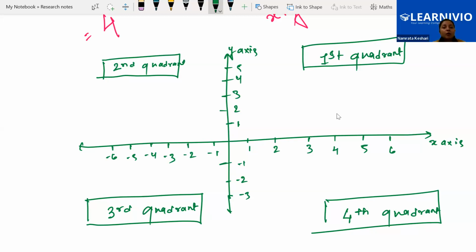Now we were talking about the point, how the point will look. So you must notice over here, whatever point we will be taking, like let's say we are taking a point 3, 4, or maybe a point 1, 2, or maybe a point 2, 3. Any point we are taking, A, B, C. Can you tell me where this point A will lie? In which quadrant?